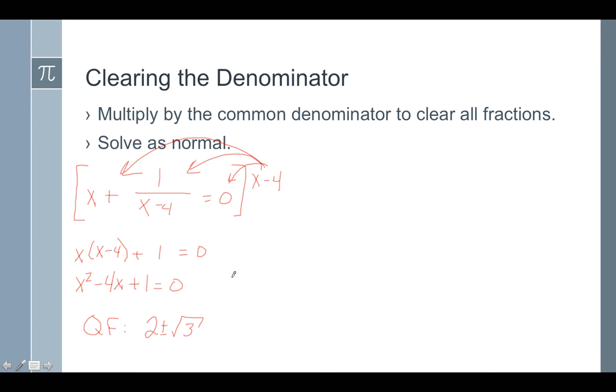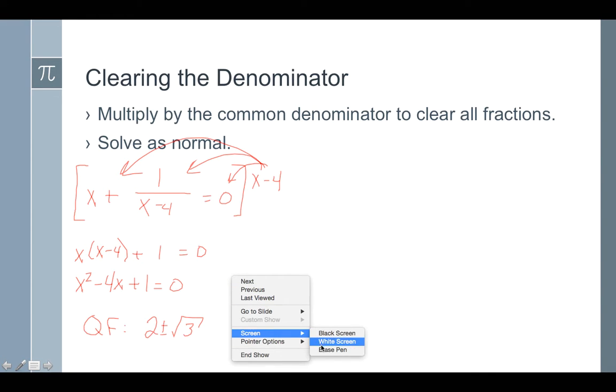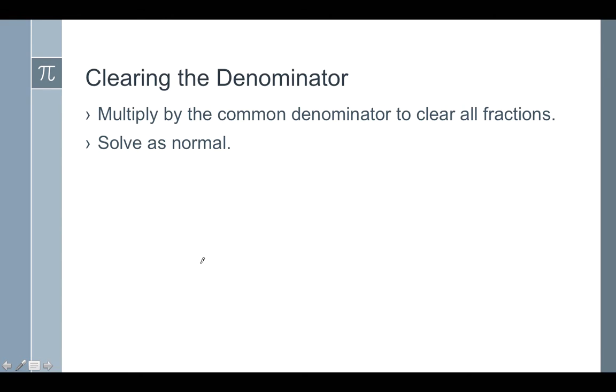Okay, some of you are saying, well, Mr. Allison, that wasn't really very hard. How about a harder one? Okay, I can do that. What about 2x over x minus 1 plus 1 over x minus 3 equals 2 over x squared minus 4x plus 3.